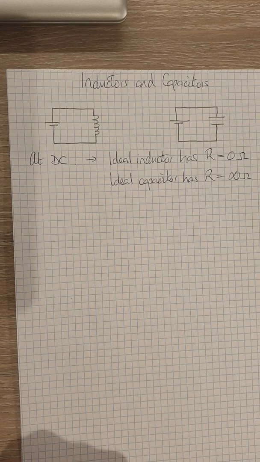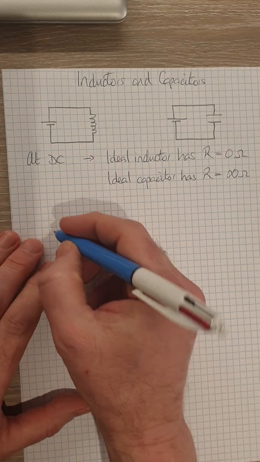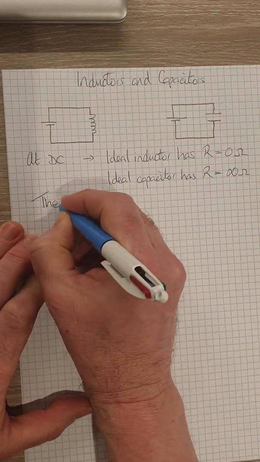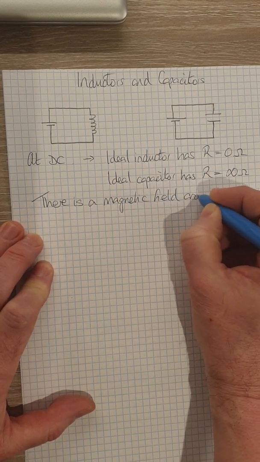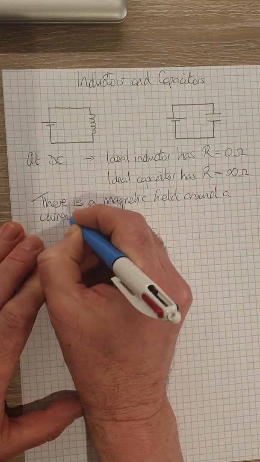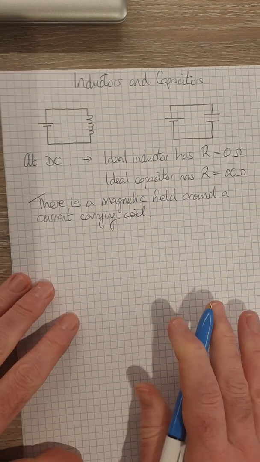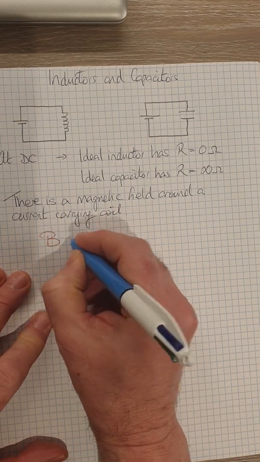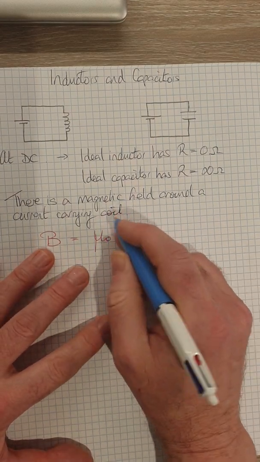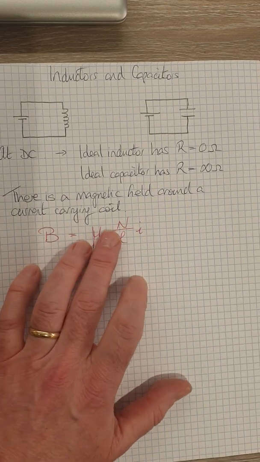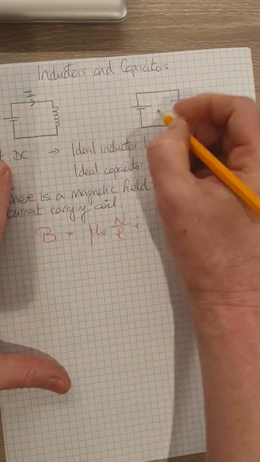Okay, so if we look at the circuit which has a coil, we know from GCSE that there is a magnetic field around a current carrying coil. And if we wanted to say how large that magnetic field is, we can say that the magnetic field density is equal to the permeability times the number of turns over the length, the turn density, multiplied by the current.